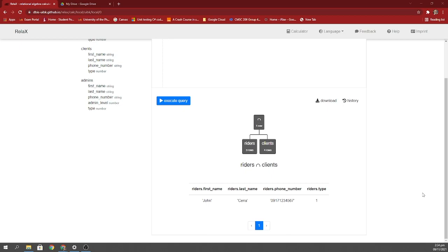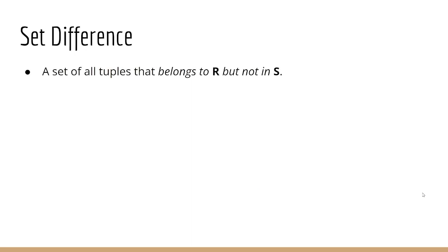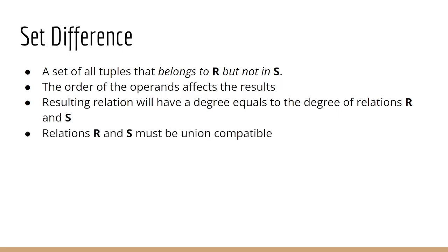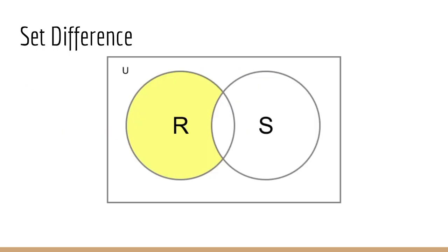Okay, so let's move to set difference. A set difference is a set of all tuples that belong to R but not in S. The order of the operands affects the result. Let's check an example later to see what that means. The resulting relation will have a degree equal to the degree of relations R and S, similar to union and intersect. Relations R and S must be union compatible. It is denoted as relation R minus relation S. From this diagram, we can see that the results consist of elements from relation R that are not elements of relation S.